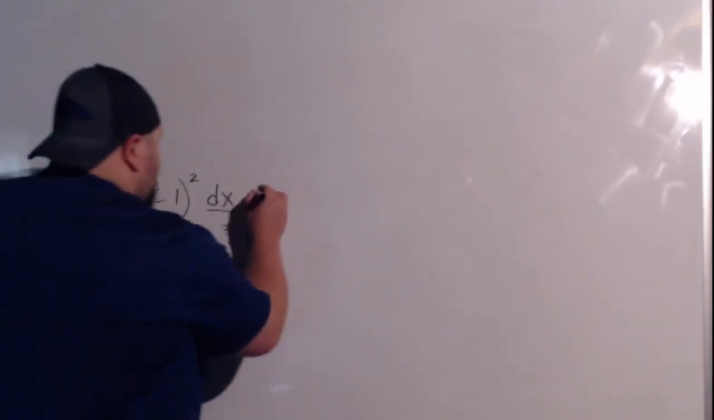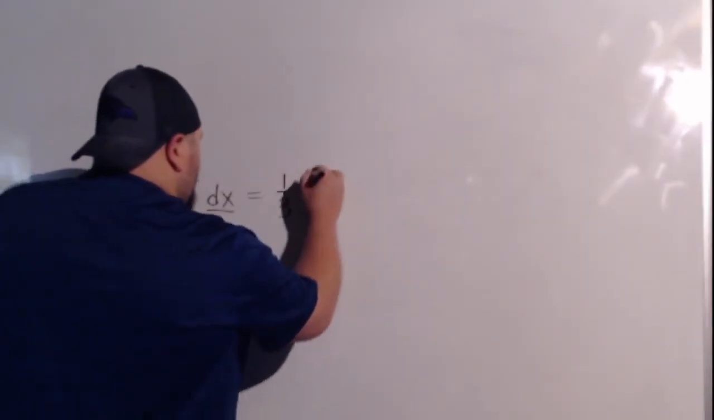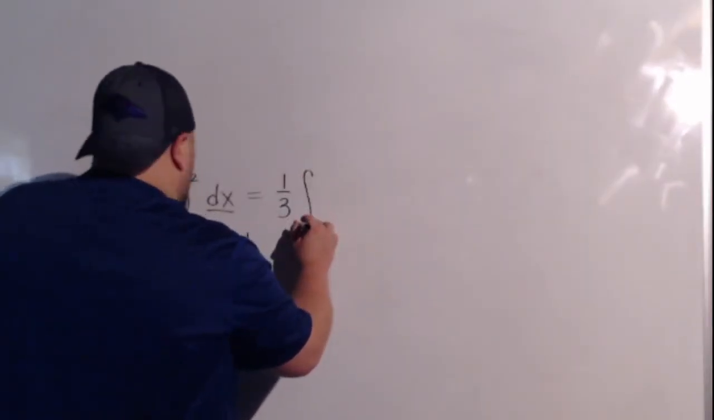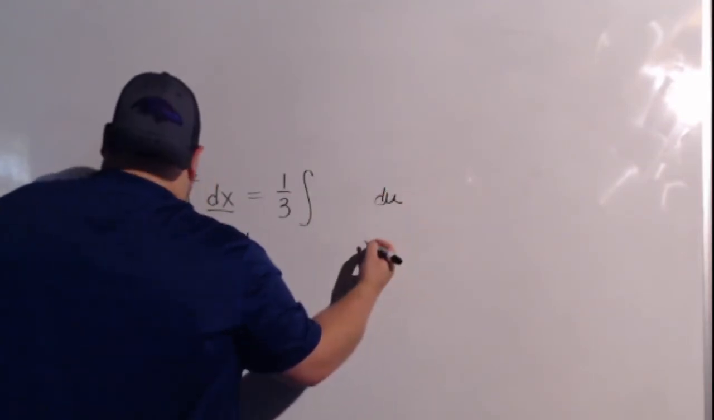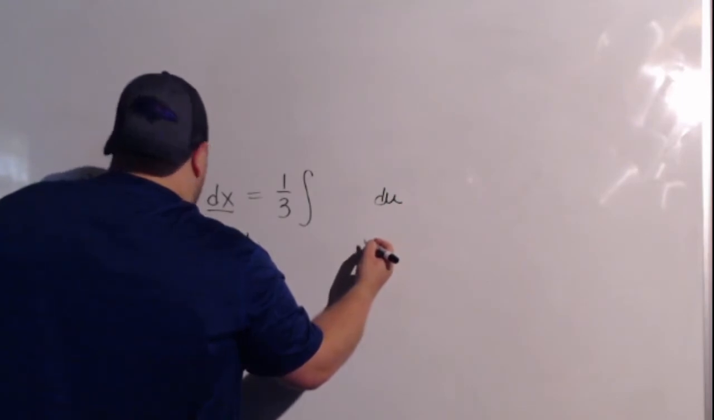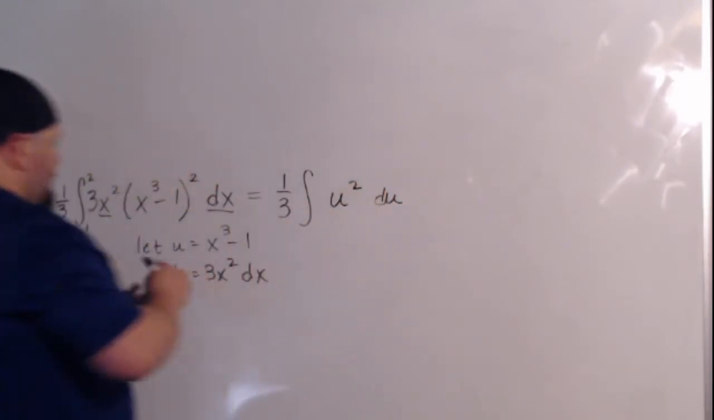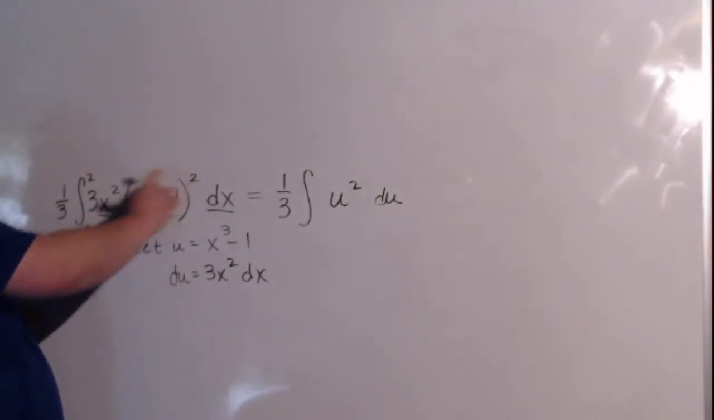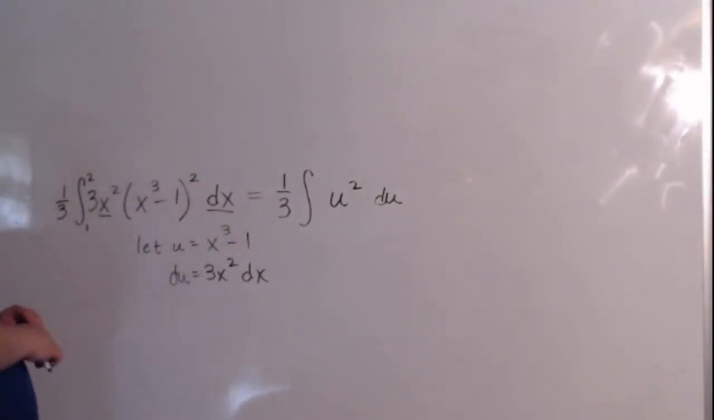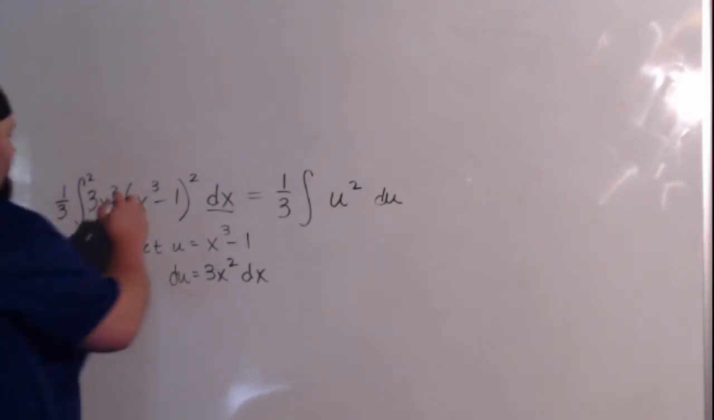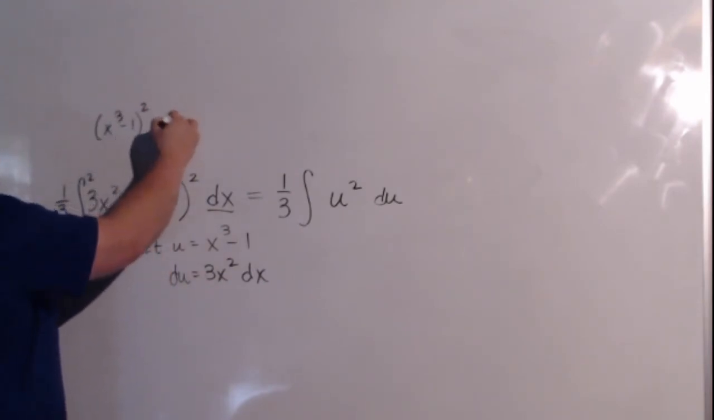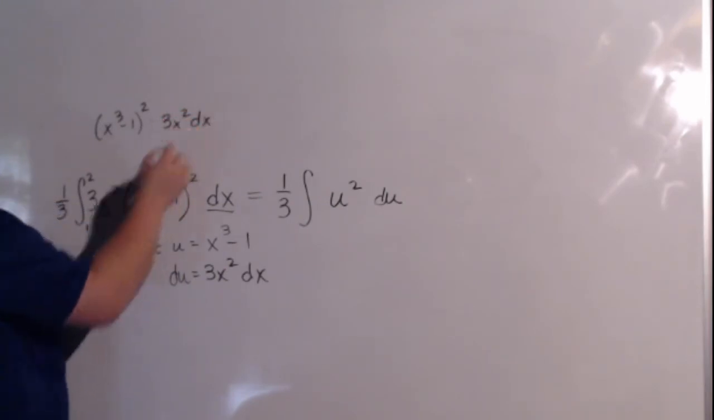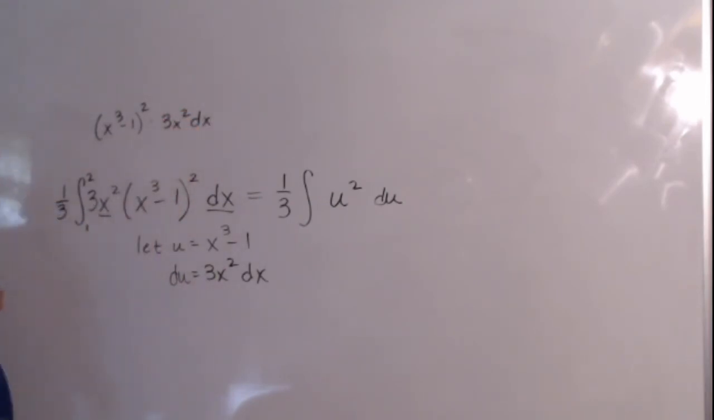So this is now equal to 1/3 integral. My 3x squared dx is all du. And the parentheses x cubed minus 1 is all u. So I get u squared du. And if it helps you, you could always rearrange this stuff, right? I could rewrite it like this. As long as the dx is the last thing, you can rearrange it.